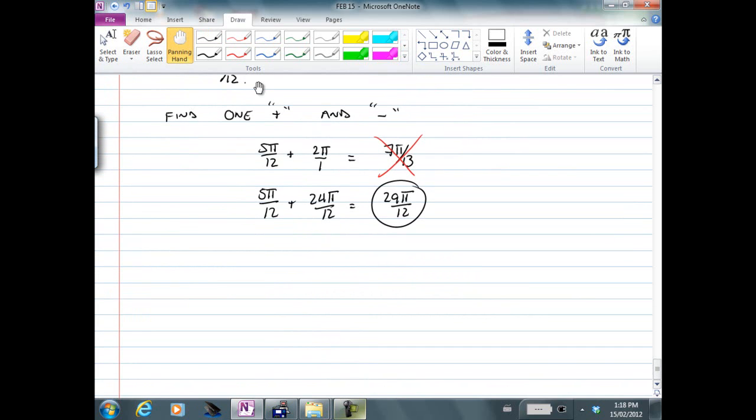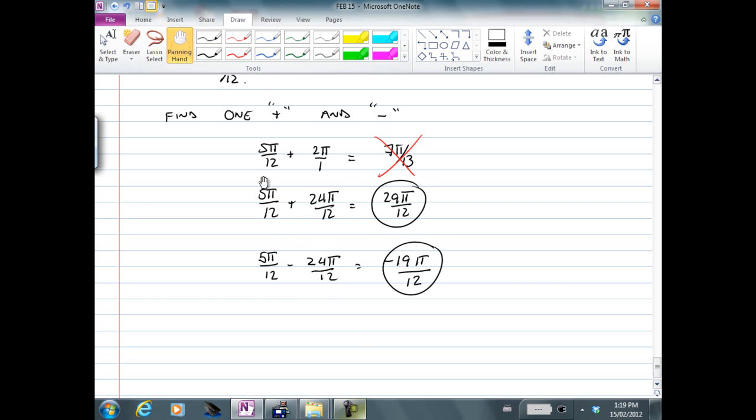Yep, to do the negative one, you take 5 pi by 12, and we're going to just subtract it. Minus 24 pi by 12 gives you negative 19 pi by 12. Voila. Done. Coterminal angle. So now you should be able to do number 8.